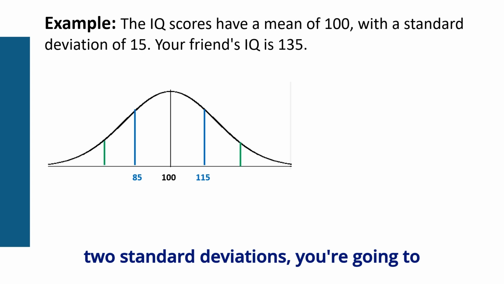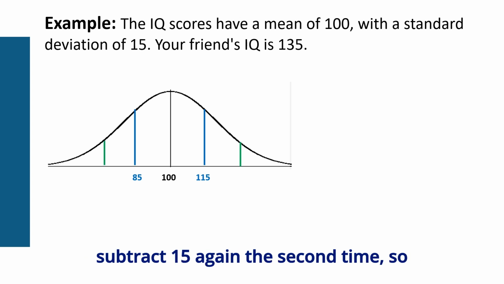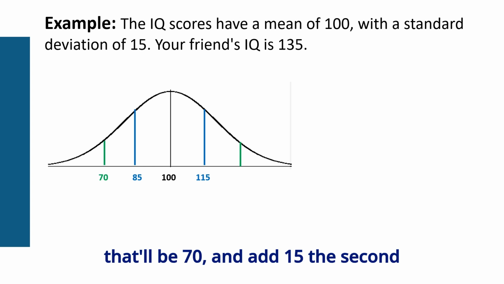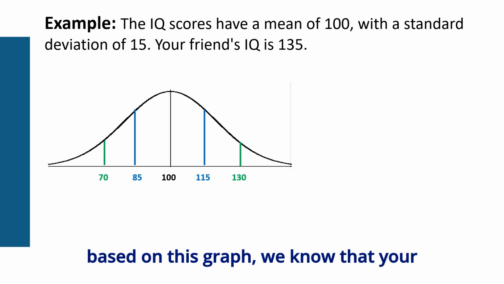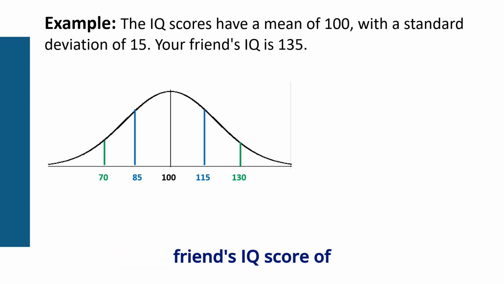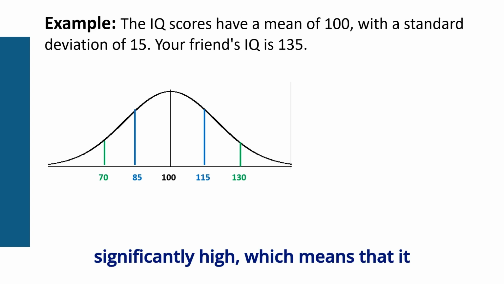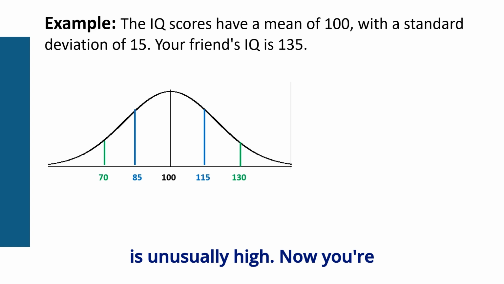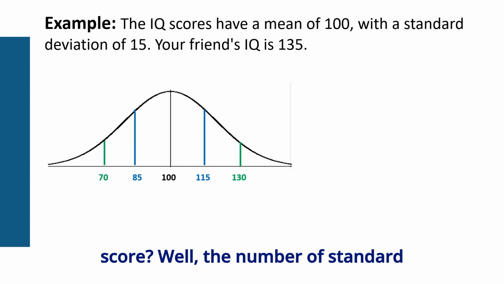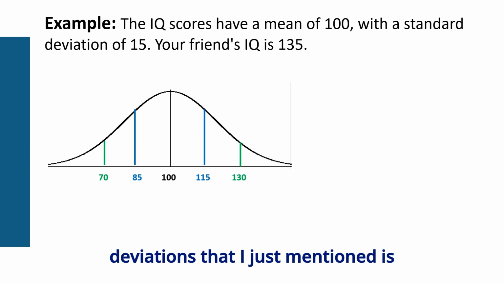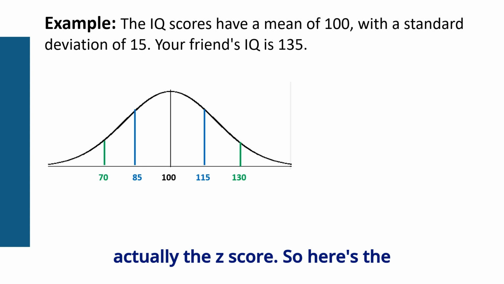And then within 2 standard deviations, you're going to subtract 15 again the second time, so that will be 70, and add 15 the second time, so that's 130. So based on this graph, we know that your friend's IQ score of 135 is significantly high, which means that it is unusually high. Now you're wondering, how does that relate to the z-score? Well, the number of standard deviations that I just mentioned is actually the z-score.